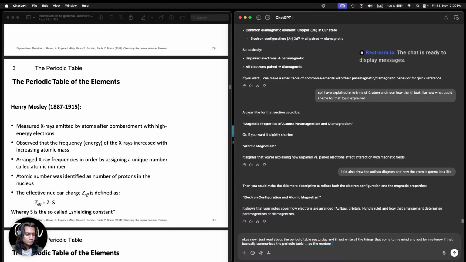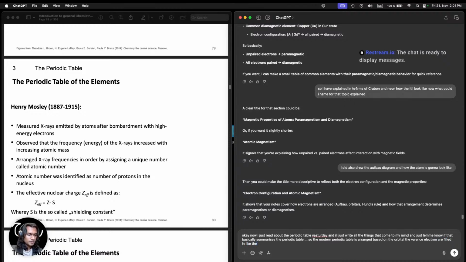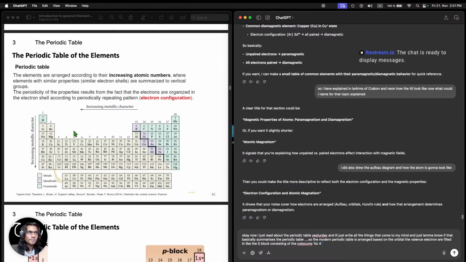So the modern periodic table is based on the orbital, the valence electrons are filled in, like the S block. I believe it's 1 to 4, right? Nope, it's 1, 2. That's it?